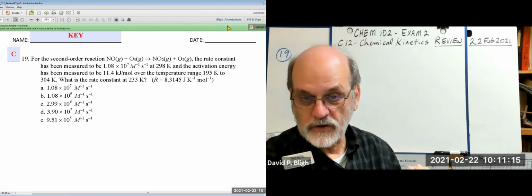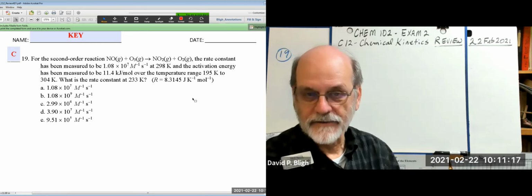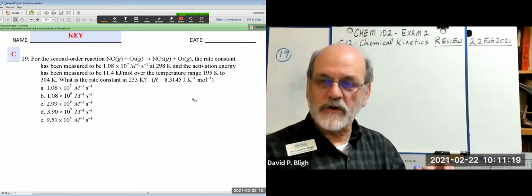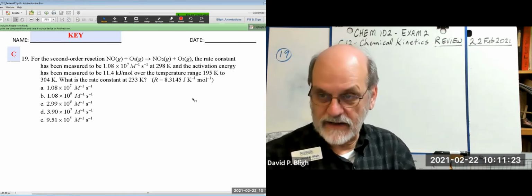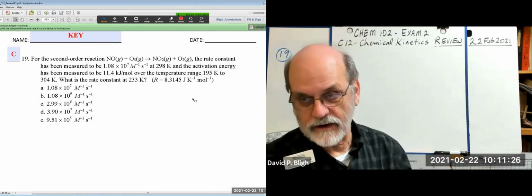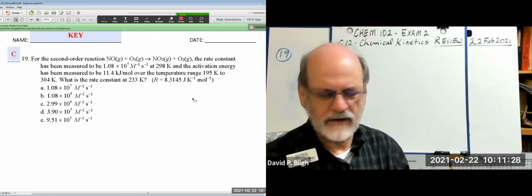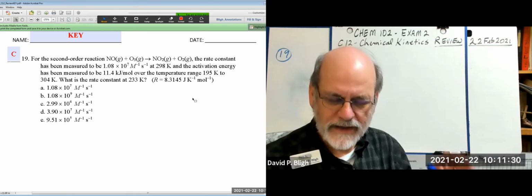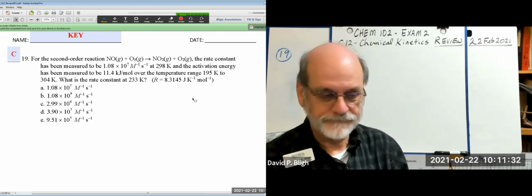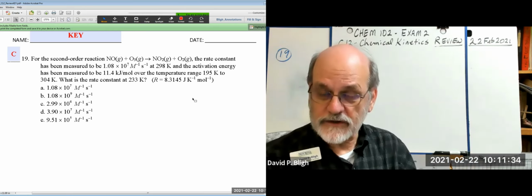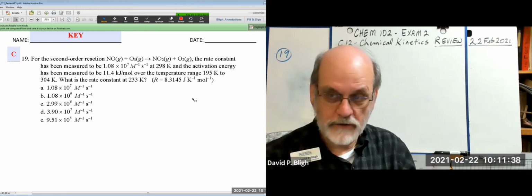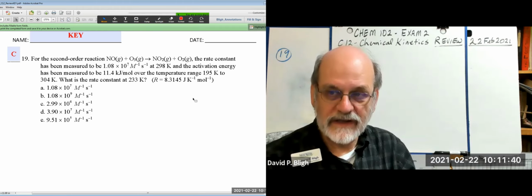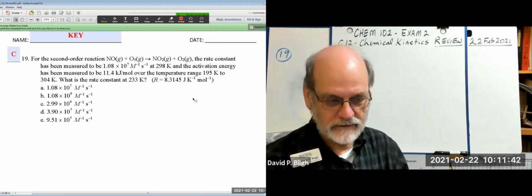And there's your universal gas constant. You're going to need that. Why? Because we're going to use Arrhenius. Right? Now, which Arrhenius? Do we need the differential or the integrated Arrhenius equation? Well, we've got two different temperatures, and we've got two different K values. So we need to use the integrated version.